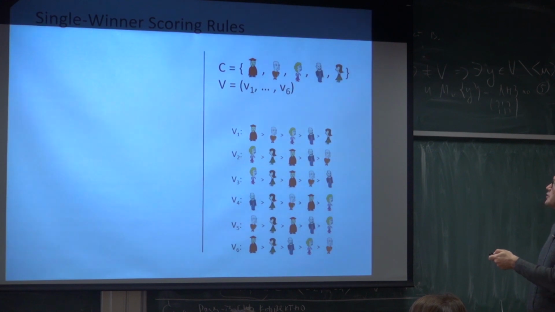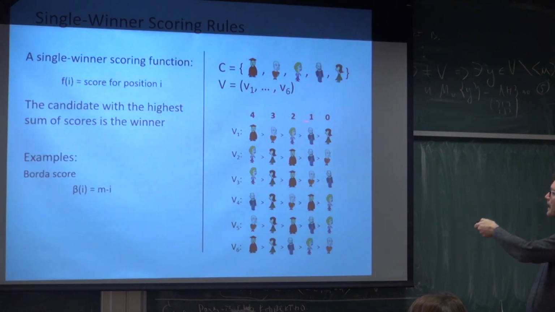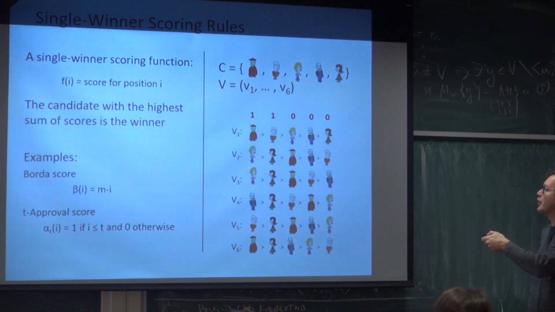A single-winner scoring rule, as we have seen last time, associates a score with every position in the vote. Now, if you're a candidate, this was Borda scores, this was approval score. If you're a candidate, your score is simply the sum of the scores. So here you get 1 plus 0 plus 0 plus 0 plus 0 plus 1, 2 points.